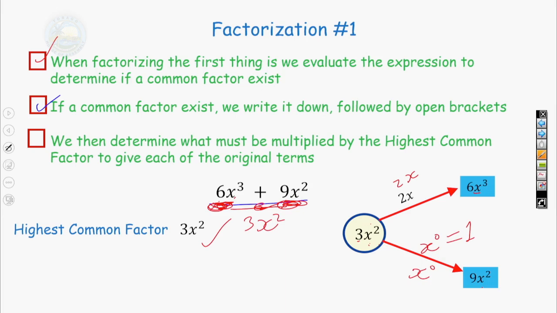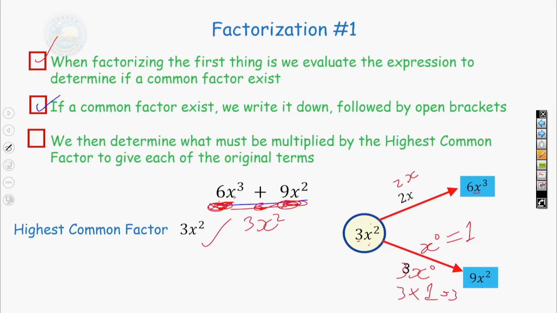And we do our coefficients. So it's 3 times what gives me 9? 3 times 3. So it's 3 x to the 0. Multiplication is occurring here, so this is really 3 multiplied by x to the 0, which is 1. It is going to give me 3. Therefore, 3x squared multiplied by 3 is going to give me 9x squared. Is that what we have here?